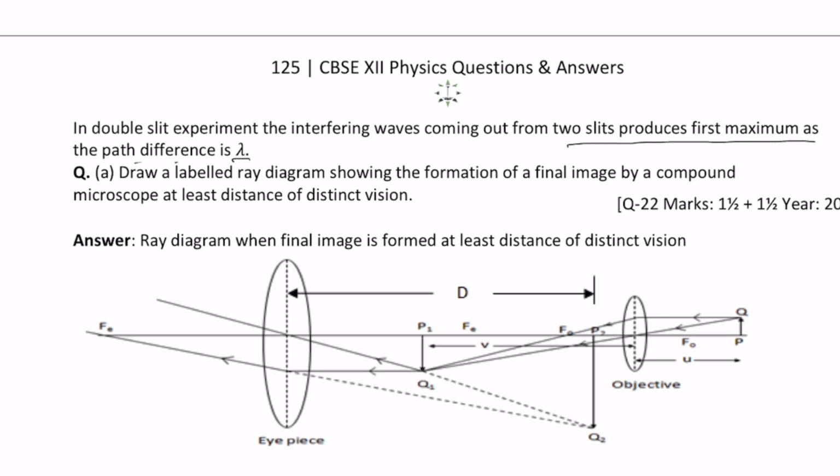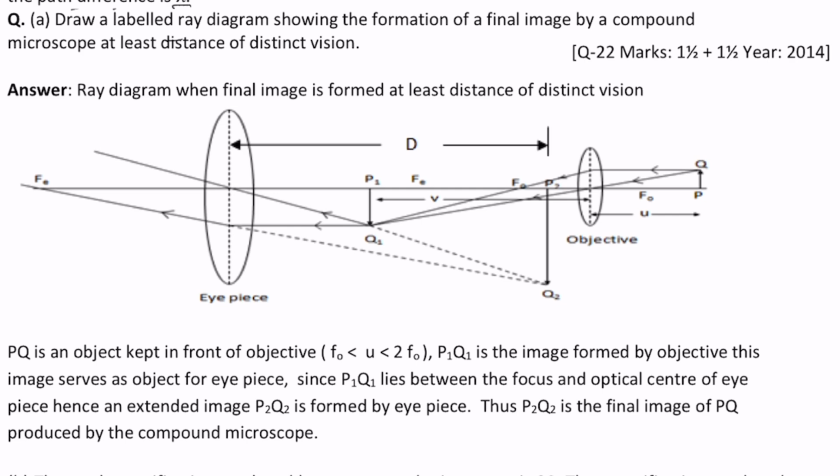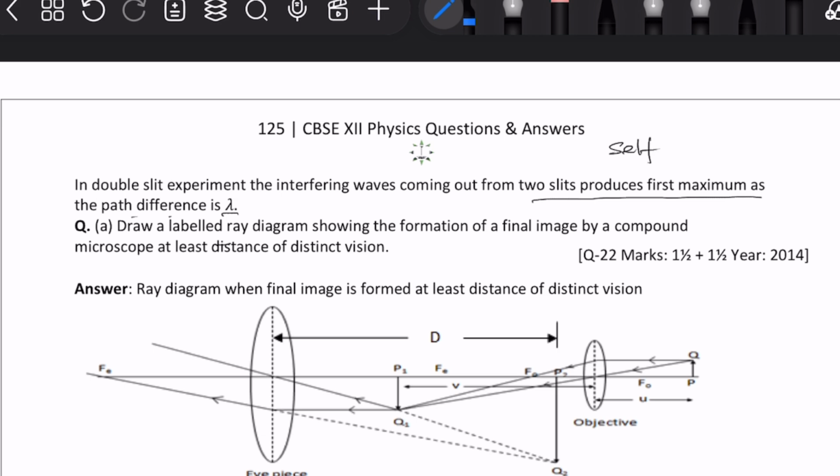Now, let's move to the next question. Draw the labelled ray diagram showing the formation of the final image by a compound microscope at the least distance of distinct vision. Go to self-study.in. There in the optical instruments chapter, how this figure is drawn and everything is mentioned, both for the simple microscope and the compound microscope.